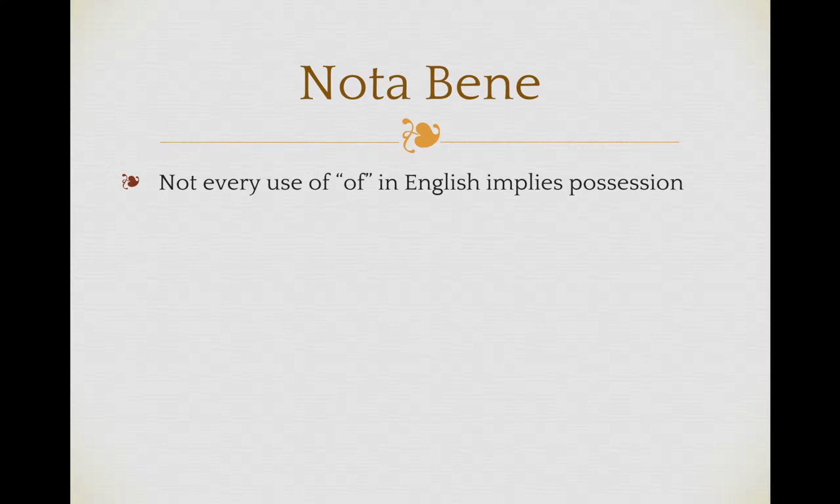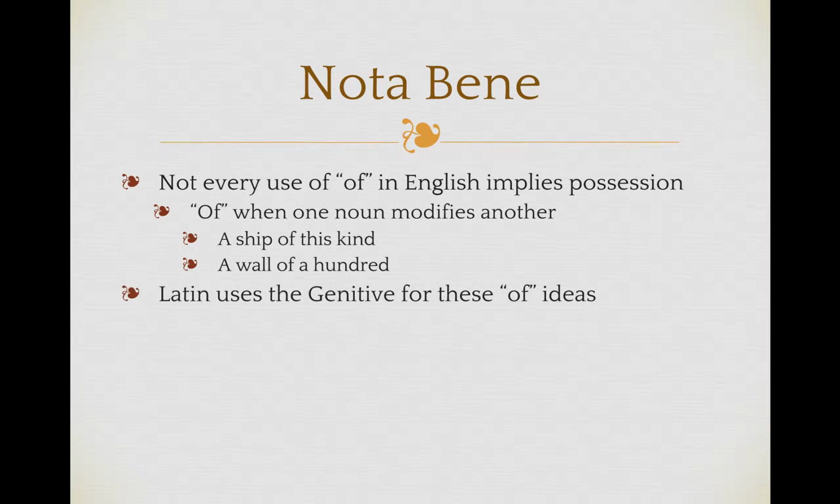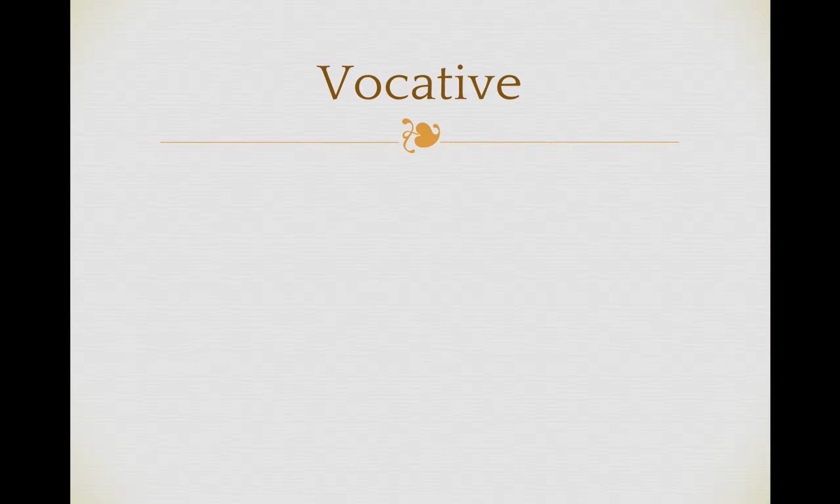Not every use of of in English will imply possession. So, of can be used when one noun modifies another. That of is like a ship of this kind or a wall of 100. Okay? Latin uses the genitive case for these of ideas. So we will be using that, but we're not ready to talk about it yet because we're just not there grammatically. So keep that in mind. I'll remind you of it. So right now, though, genitive is for possession. Okay? Vocative is for direct address.